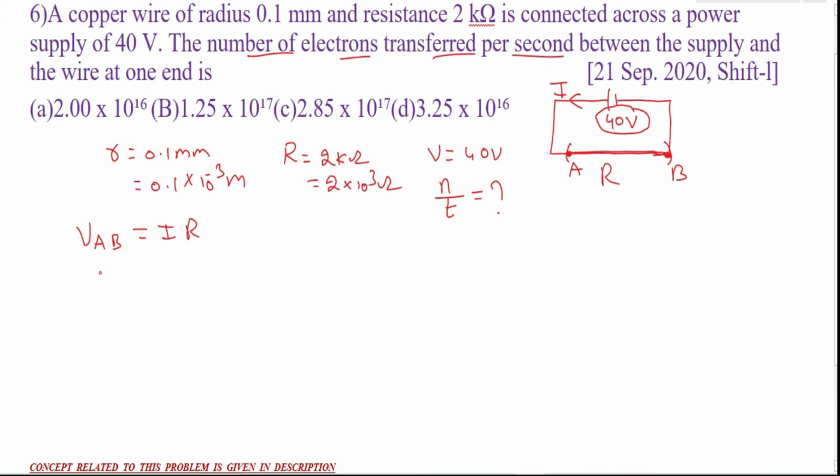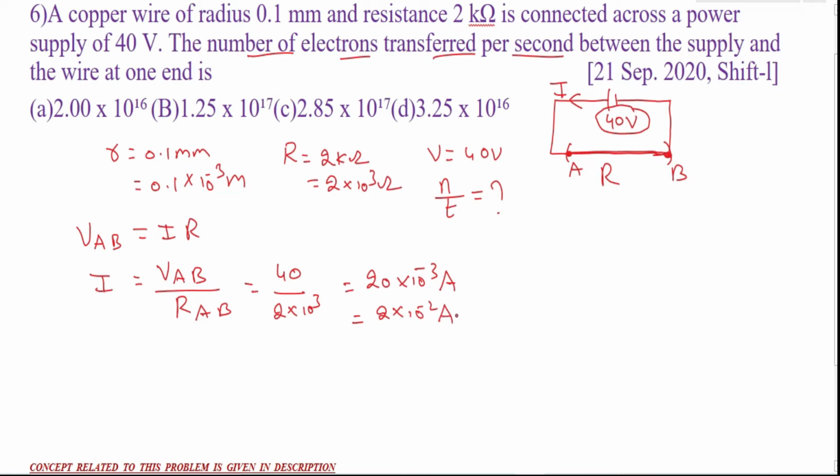Then what can we write? We can write the formula for I as I is equal to potential VAB, that is potential developed across AB, by resistance of the wire RAB. That is equal to 40 by the resistance of the wire, 2 into 10 cube ohm. So then what will you get? That is 20 into 10 power minus 3 amperes, that is 2 into 10 power minus 2 amperes. So this 2 into 10 power minus 2 ampere current is flowing in the circuit.